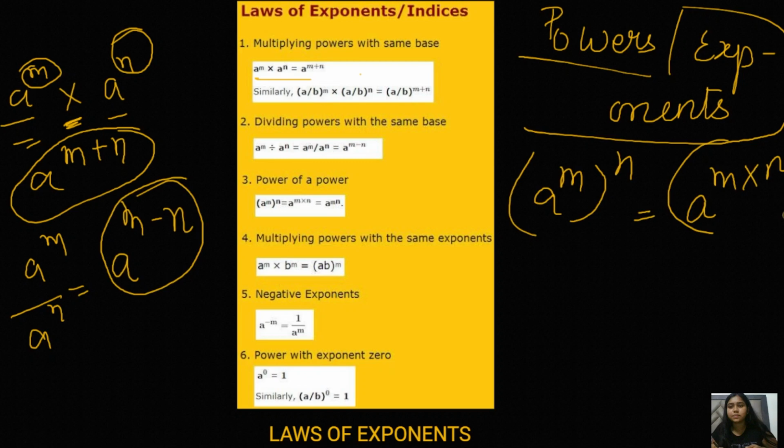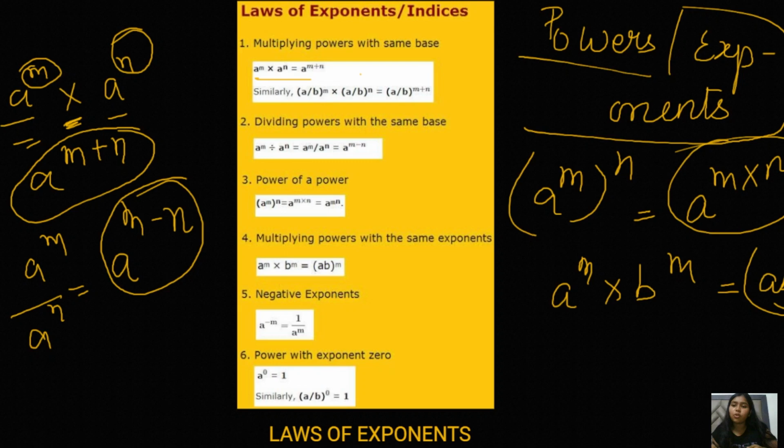Then next is multiplying the powers with the same exponent. We have understood the case when the bases are the same, but what happens when the powers are the same but the bases are different? Then you can take both the bases and a common power. Same with the case of division.